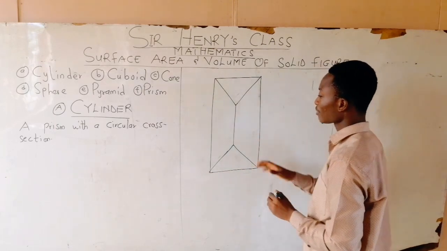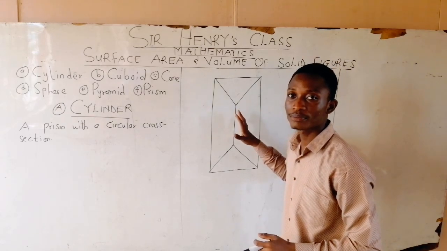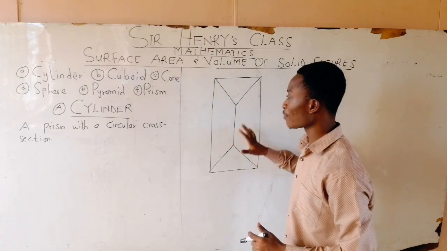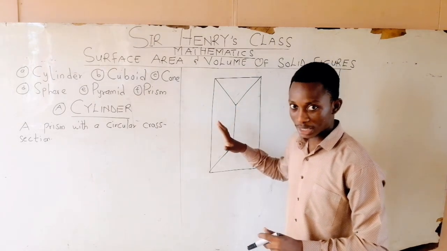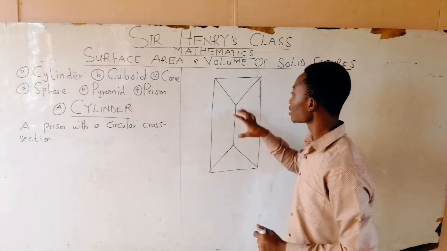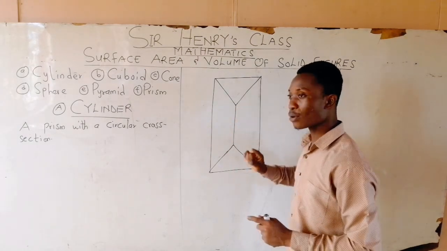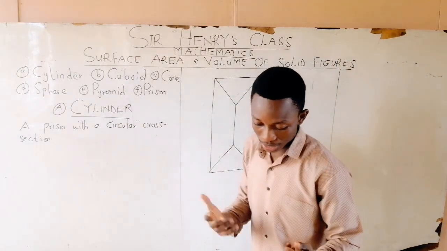Then basically what I've done is a triangular prism. Now when we say a prism, it is any 3D shape with a cross section. Now why are we saying a cylinder is a prism? One, this prism is described by what we call a cross section. Now, to the cross section.